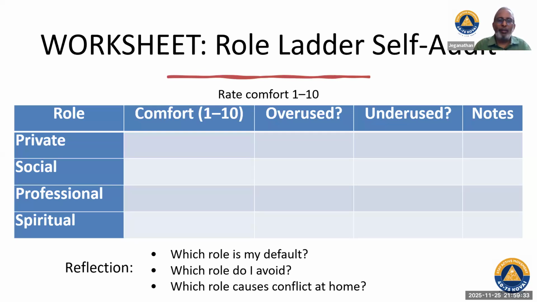So your reflection can be: which role is my default role? You'll be able to identify what is your default role. Which role am I avoiding? Which role causes conflict at home? Once you work this out, you do your self audit on the role ladder, you'll be able to identify which role is your default role, which role are you avoiding, and which role causes conflict at home. And research has shown all the 4 roles are required depending on the situation in the family.